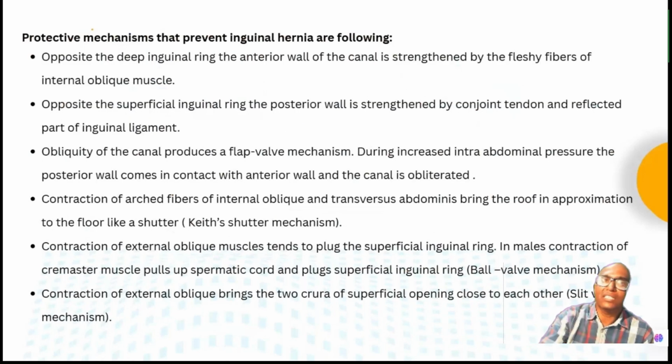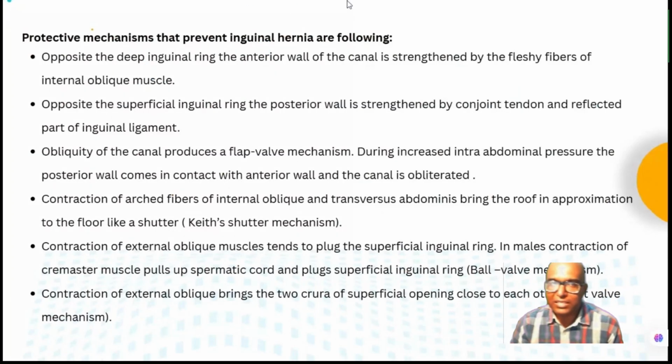There are certain protective mechanisms that prevent inguinal hernia. Not very important from examination point of view, I'll just read this out. Opposite the deep inguinal ring, the anterior wall of the canal is strengthened by the fleshy fibers of the internal oblique muscle. Opposite the superficial inguinal ring, the posterior wall is strengthened by the conjoint tendon and the reflected part of the inguinal ligament.